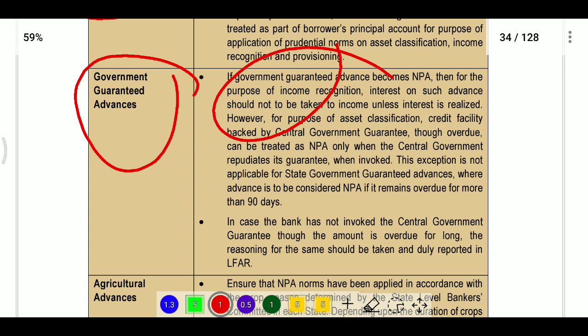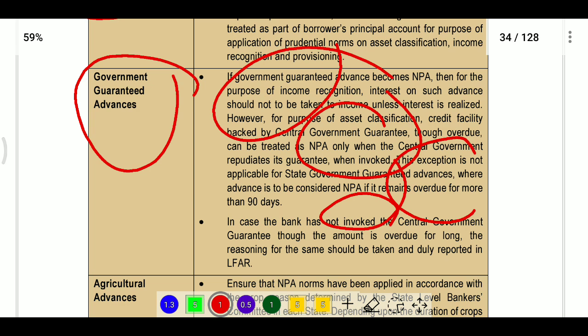Next one, central government guaranteed advance is treated as NPA only when the central government repudiates its guarantee, when it is invoked. Here we are considering only the central government, not the state government. A central government guaranteed advance is treated as NPA if it remains overdue for more than 90 days.